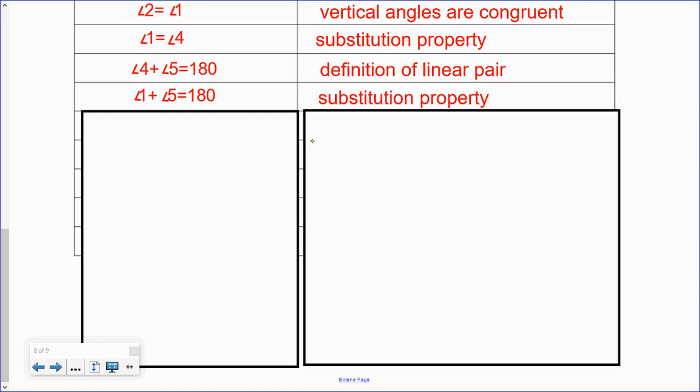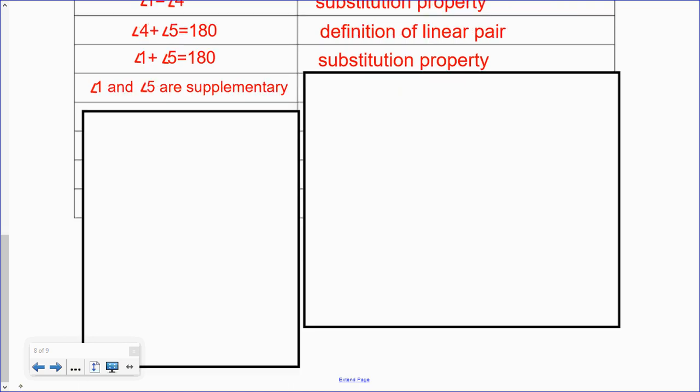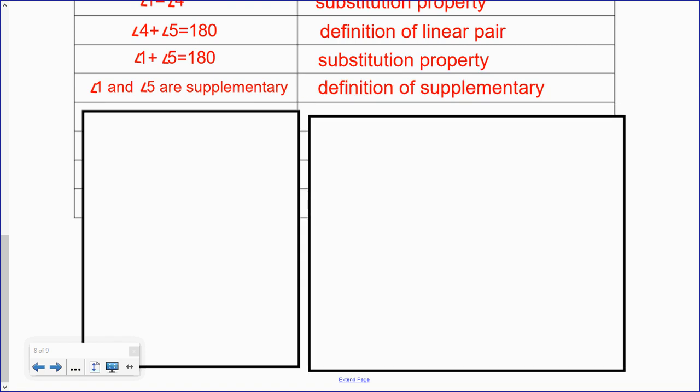Yeah. To do substitution, since I knew the angle 1 and 4 were the same, I manipulated this equation to turn it into a 1 instead of a 4, because it's closer to what I wanted for the proof statement. So now I know angle 1 plus angle 5 is equal to 180. What can I conclude from there? They're supplementary, because that's the definition of supplementary. So that was my proof.